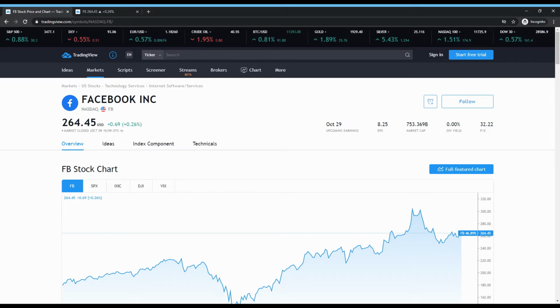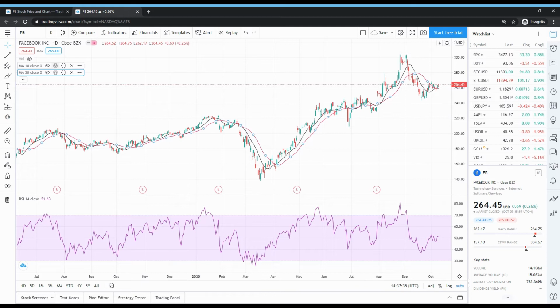So today we are going to take a look at Facebook stock, which trades on Nasdaq, and the current price is $264.5. So let's take a look at the full feature chart of TradingView. Here I have pre-selected my two moving averages. Today I'm going to use a 10-day moving average and a 20-day moving average. Along with that, we are going to use RSI. The RSI by default comes with 14. That's predefined when you select RSI.